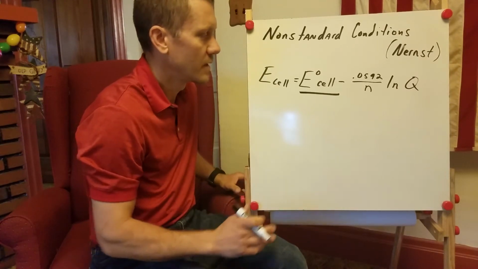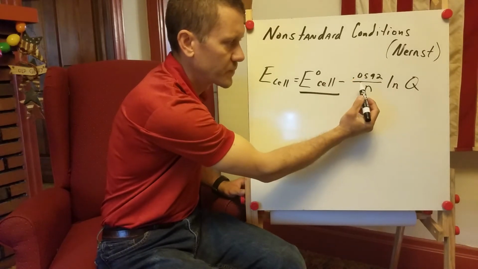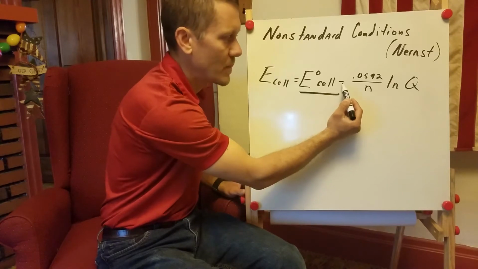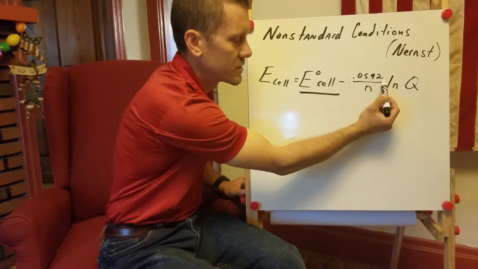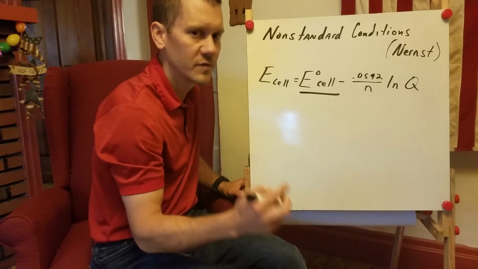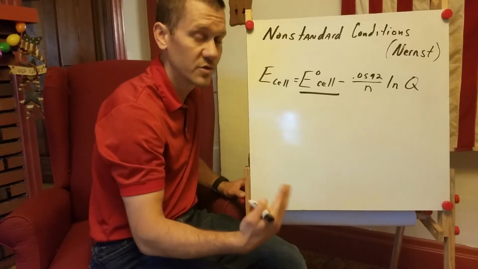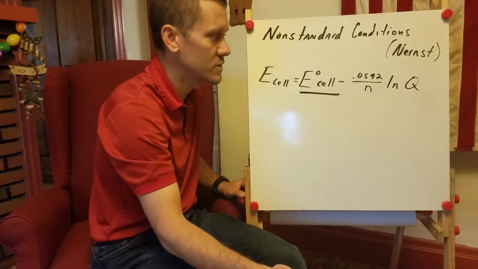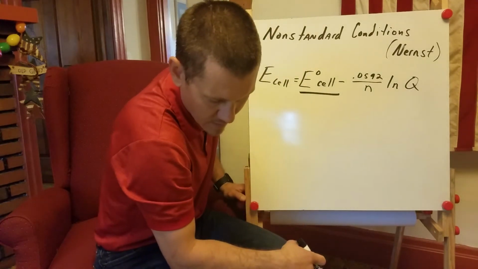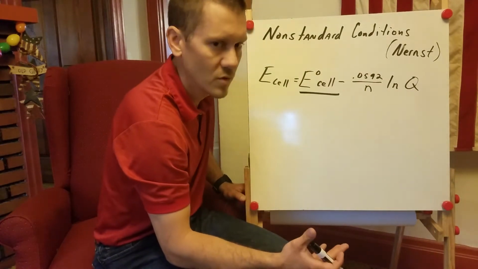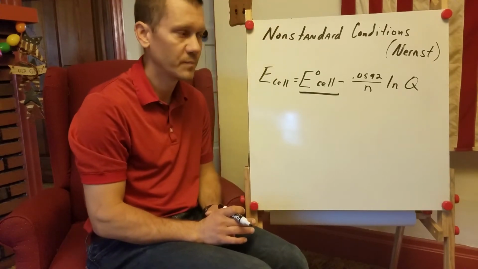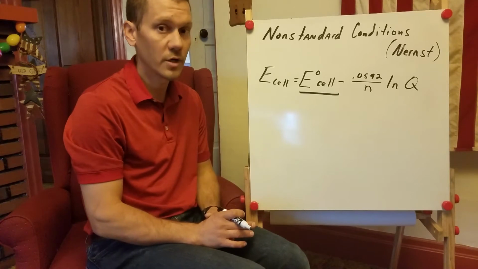Here's your equation. It's your E cell under standard minus 0.0592 over N. Now N is moles of electrons. It's quite often 2 because we're looking at 2 electrons being transferred to ionize these metals. And then natural log of Q. And Q is the same Q we used in equilibrium. It's a reaction quotient, and that's going to be products over reactants.